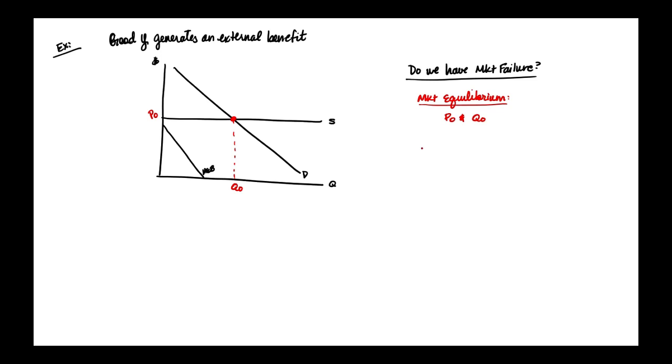So now find the efficient or socially optimal level. So how do I do this? Find the efficient or socially optimal level. I need to find what? The social demand curve, right? Which is the demand curve plus the marginal external benefit. So everyone find that.